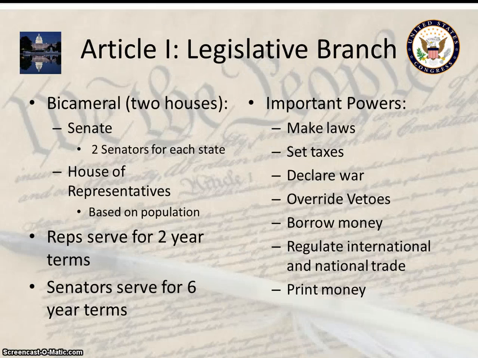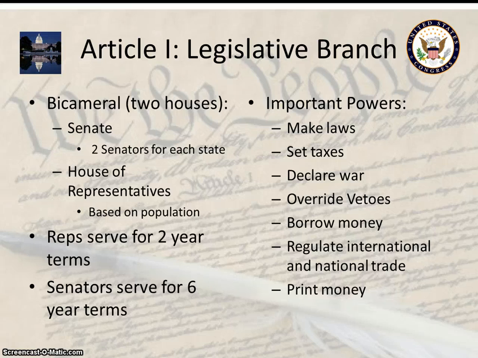All right, the Constitution is also divided into articles. Article 1 has to do with the legislative branch. It has a bicameral or 2-house legislature with the Senate having 2 senators from each state and the House of Representatives being based on population. Remember, that is what comes out of the Great Compromise from our previous unit. Your representatives are going to serve for 2-year terms, and senators serve for 6-year terms.